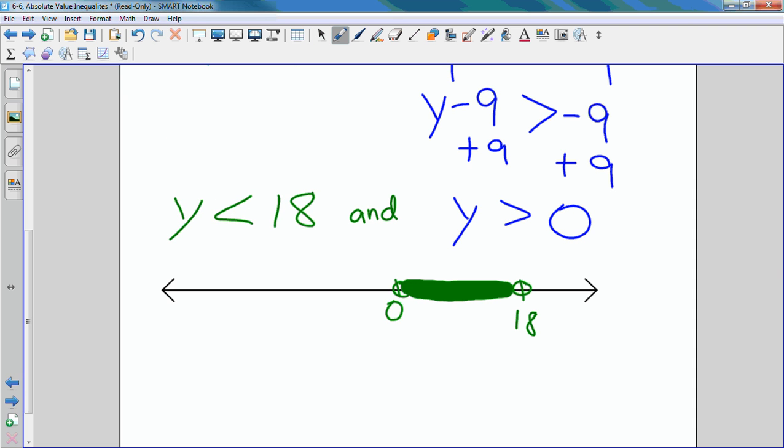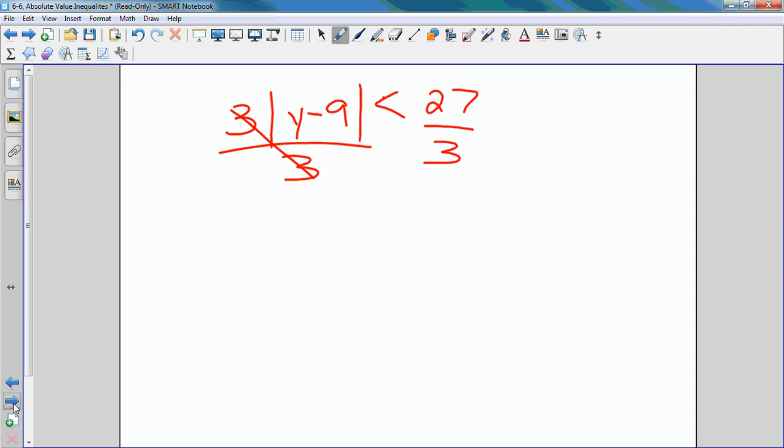Or they can be written like this. Those are the same thing. You guys remember dusting off your brain from the weekend? Remember that? Okay, let's do another one.